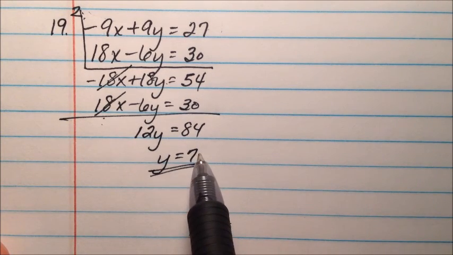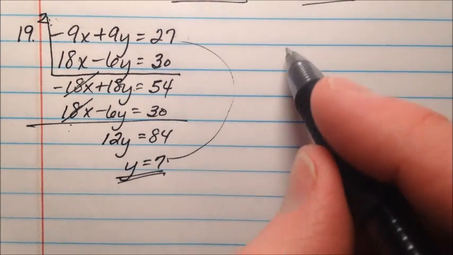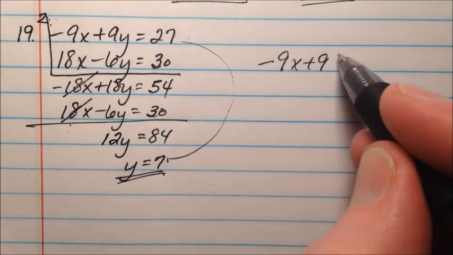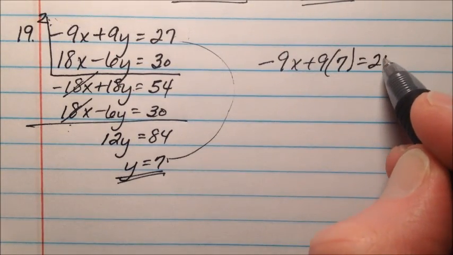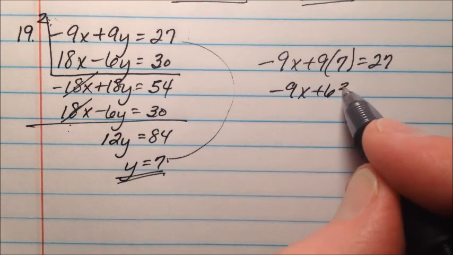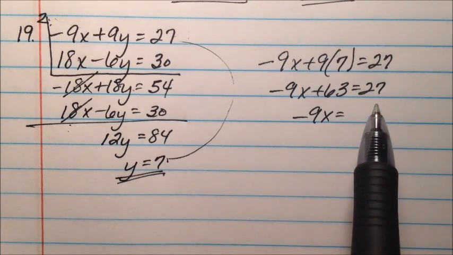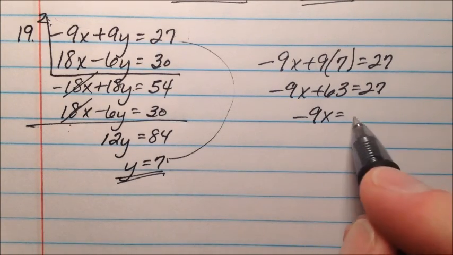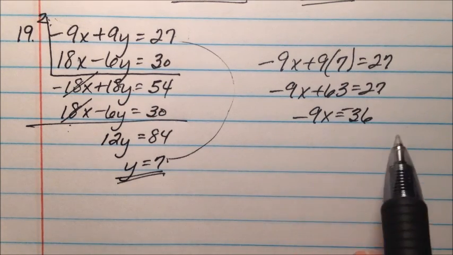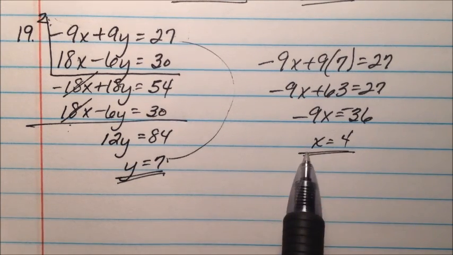So now, taking that y equals 7 and plugging that back in for one of those equations, let's just say the first one, it'll be negative 9x plus 9 times my y value, which was 7, equals 27. So negative 9x plus 63 equals 27. Negative 9x will end up being this 27 minus this 63, which should be, what, 36? Negative, because we're subtracting the 63. So when we divide that, it'll be x equals a positive 4.